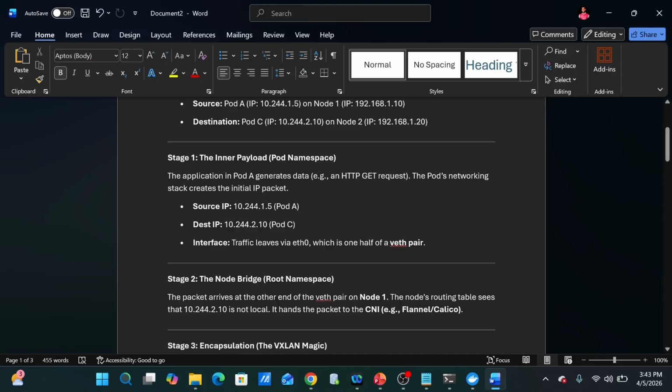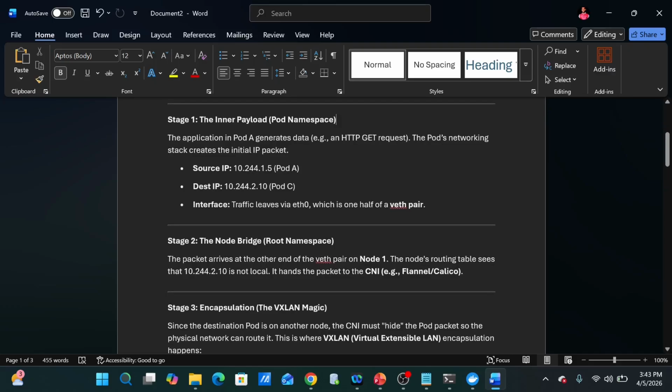Now the traffic leaves by eth0, which is one half of the veth pair. I have already given you an example: you can think of a veth as a wire, where one side is inside the pod and the other side is inside the node or host. So now it leaves the veth, then where does it basically go? It goes into the root namespace or the node bridge namespace, inside the Linux kernel. The packet arrives at the other end of the veth pair on node 1.